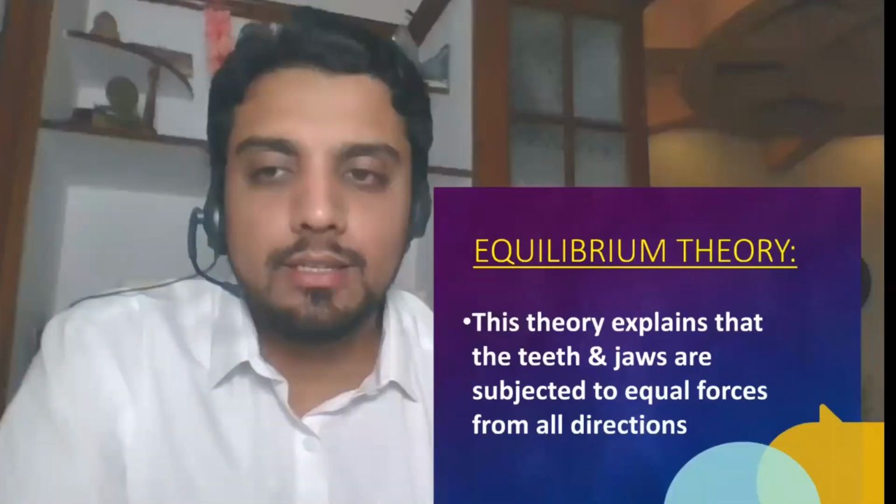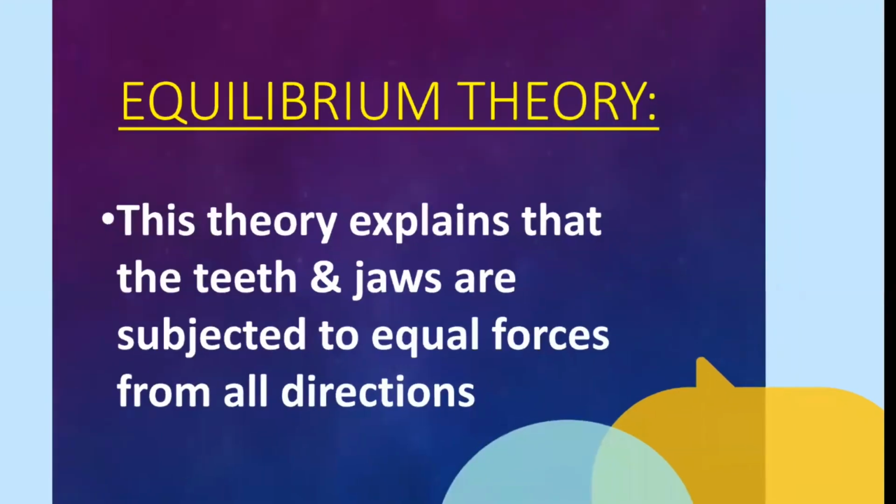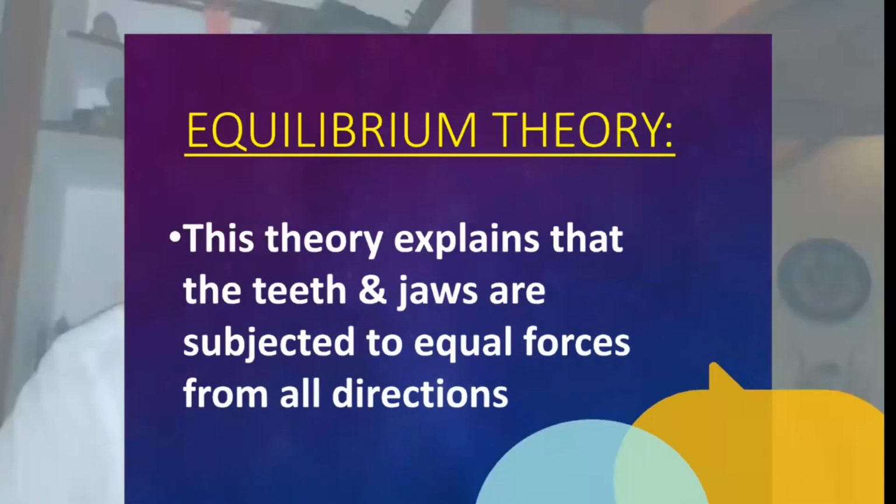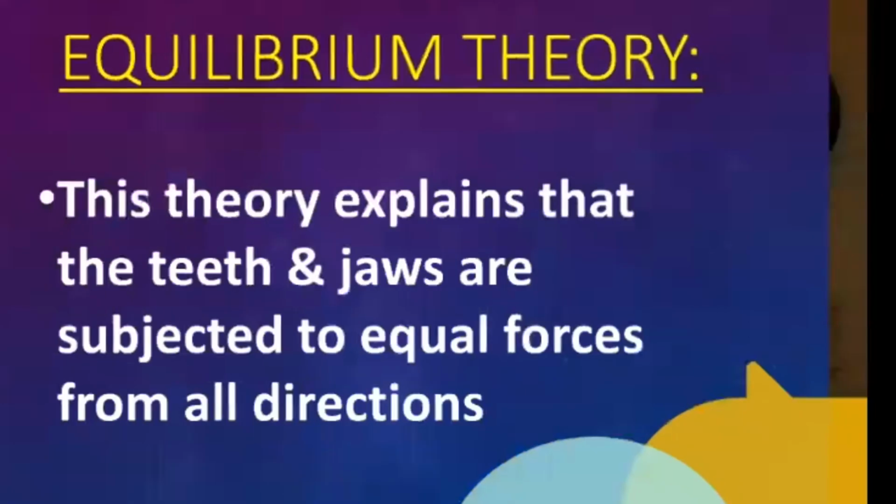What does this theory say? This theory says that all the teeth erupt in balance, and the teeth are in an equilibrium phase between the labial and the lingual aspect. The teeth are in balance. So the pressure from the labial aspect and the pressure from the lingual aspect remain the same.